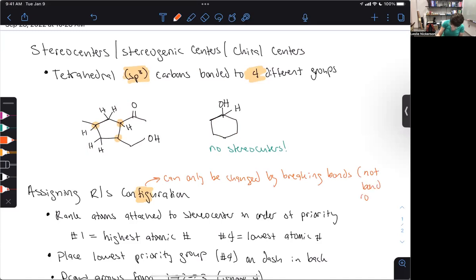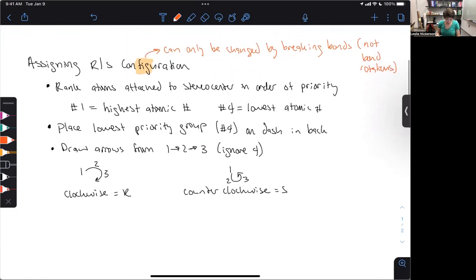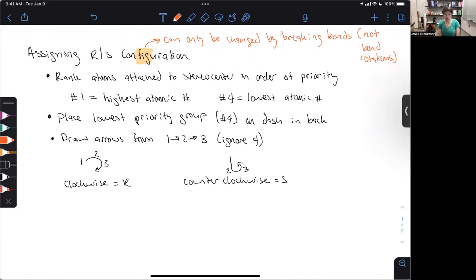Not bond rotations. Okay, so we're looking at something where you actually have to physically remove it and reattach it. So the process of doing this is really important because we need to be able to tell the difference between two enantiomers, for instance, or diastereomers or whatever. So we have to have some way of communicating what our different stereoisomers are.